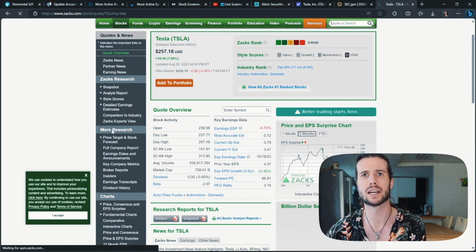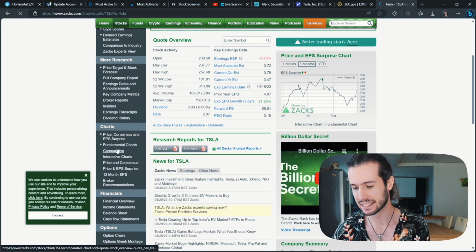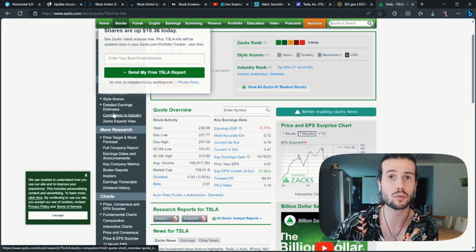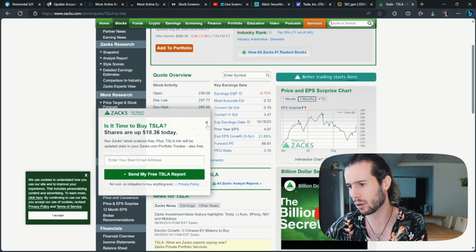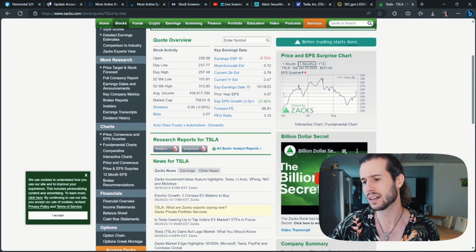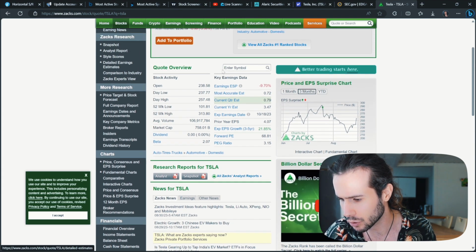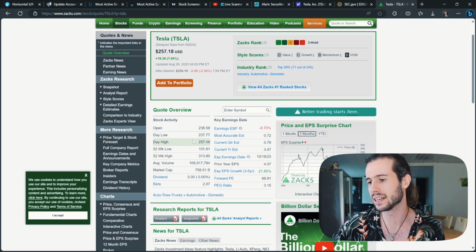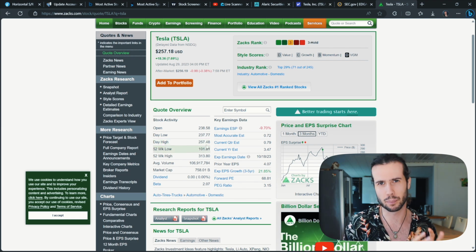Now, the third website I also like is Zacks. Zacks is my favorite website to analyze earnings. It gives you more information about earnings than other websites. So if I go, for example, let's say Tesla, you have here a beautiful report. And what I very much like about Zacks is it gives you the earnings surprise factor.